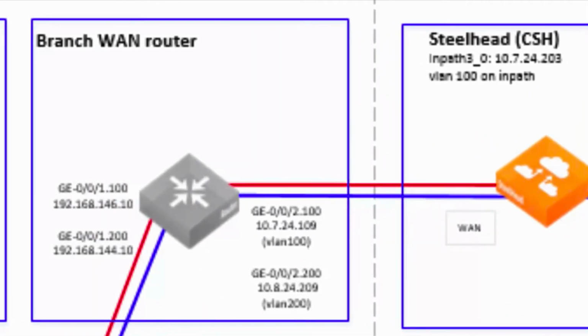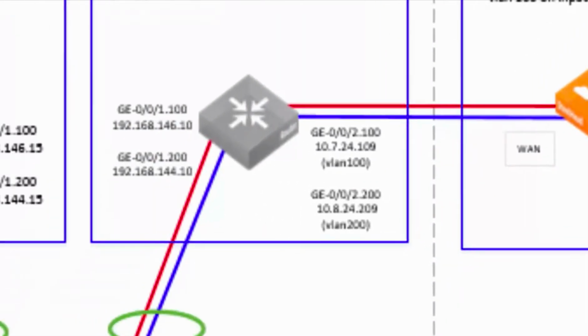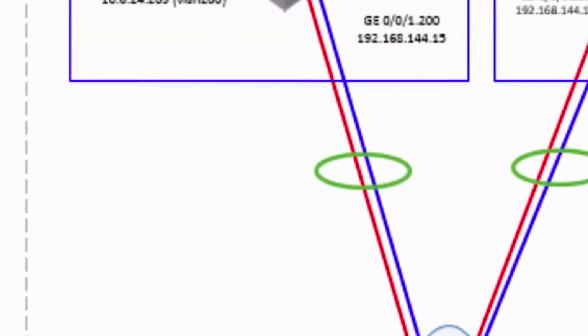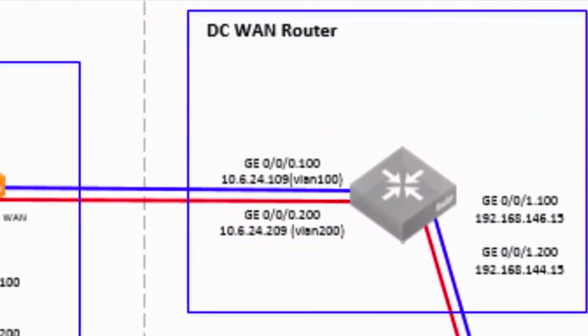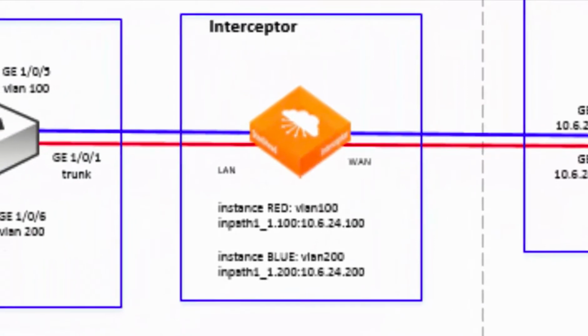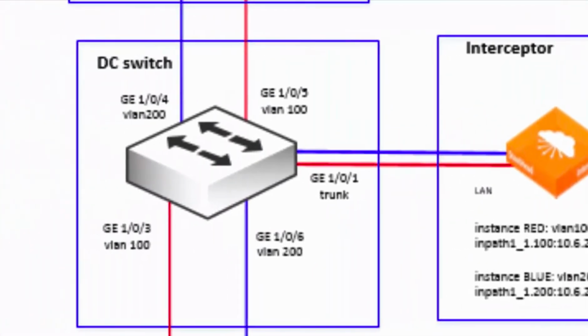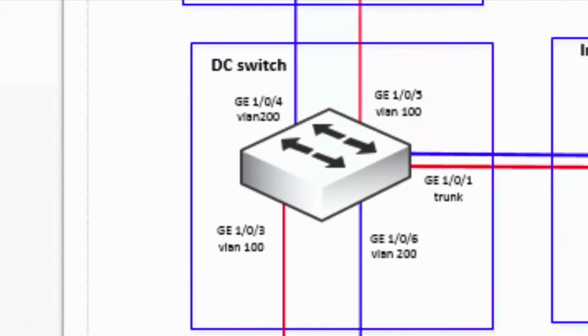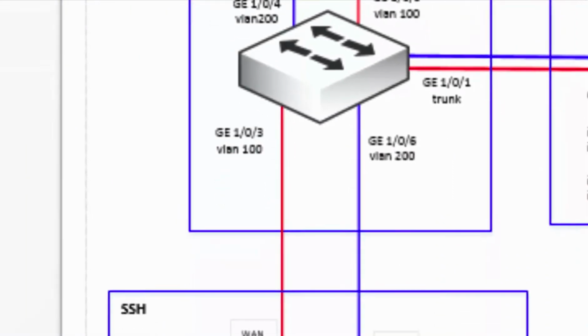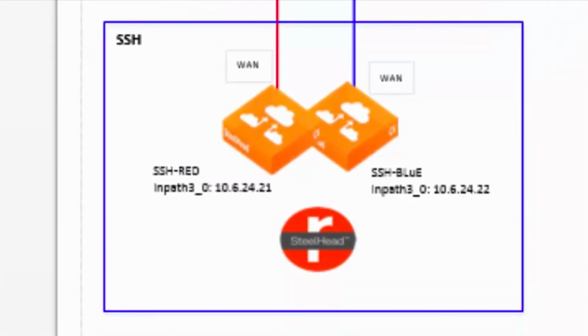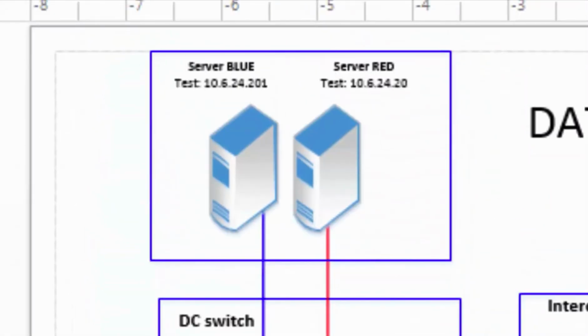The router will then apply its VRF configuration, send it to a WAN sim, and back into a data center router. From there, an interceptor will receive that trunk, split out the trunk according to its instance configuration, and forward traffic to a switch. The switch will then split traffic based on its access ports and send it to a respective steelhead, either red or blue, VLAN 100 or 200. From this point forward, you have normal out-of-path, server-side steelhead traffic to the servers.